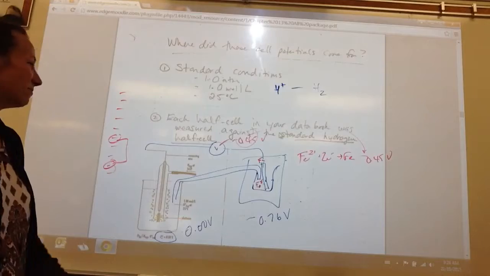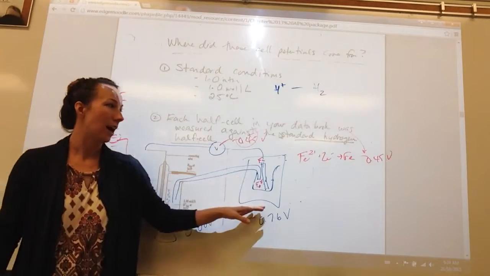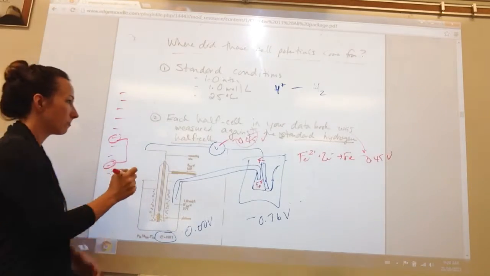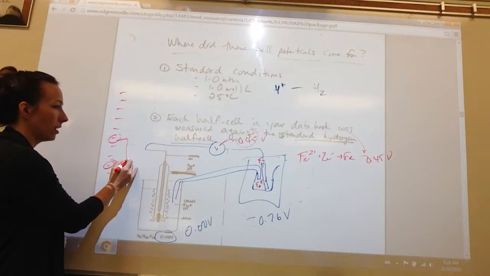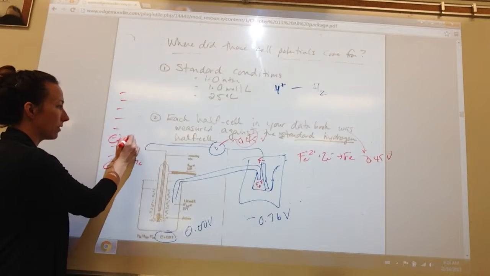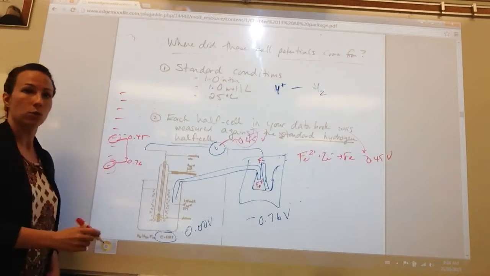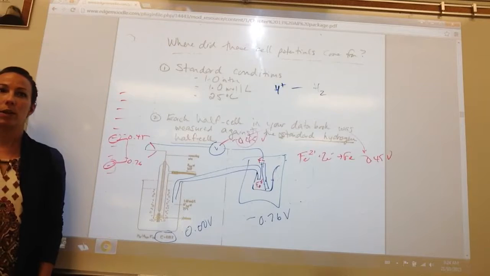Okay, so what if I hooked up the zinc and the iron together? What voltage should I get? The difference. And so, tappity tap on your calculator, negative 0.76, negative 0.45. The difference between those two numbers is 0.31.